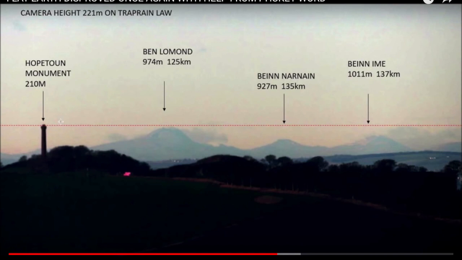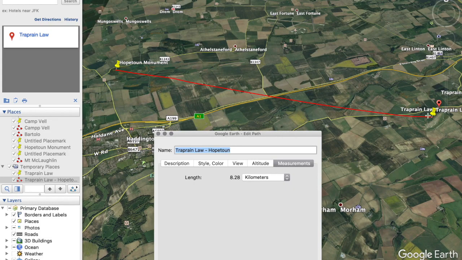Okay, so first we're going to look at this photo by Miles Davis, taken from Traprain Law, I think is how you pronounce it, at an elevation of 221 meters, looking towards Hopetoun Monument, and you can see these mountains in the background. The distance from Traprain Law to the Hopetoun Monument, I used Google Earth, and I found it to be 8.28 kilometers.